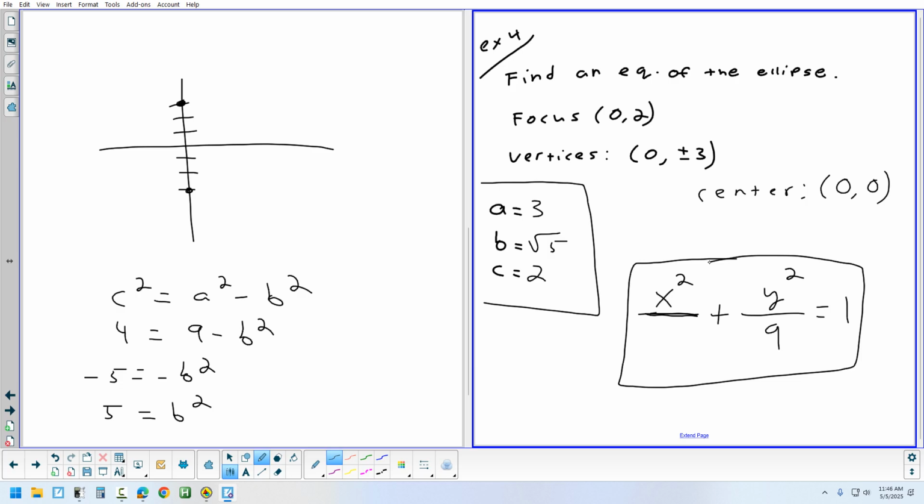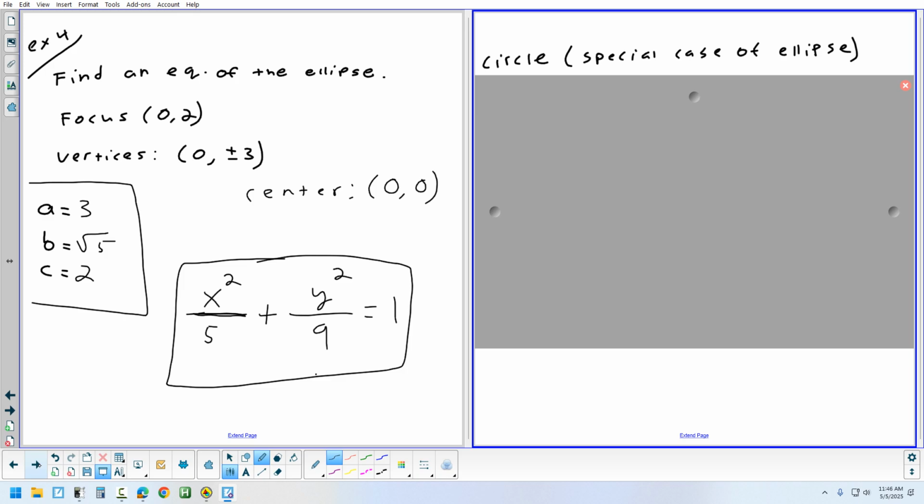And what's going to end up under x squared? Final answer. Yep, 5. That's the equation of the ellipse that would meet all those characteristics. Any questions how we got that? Okay.